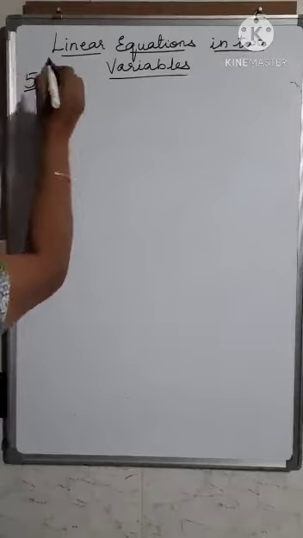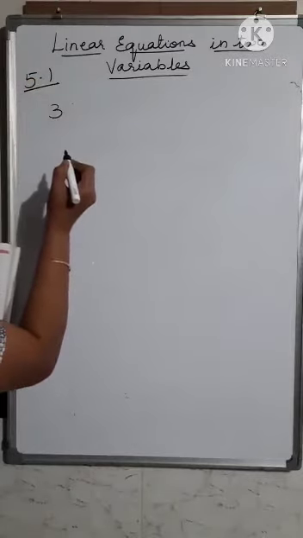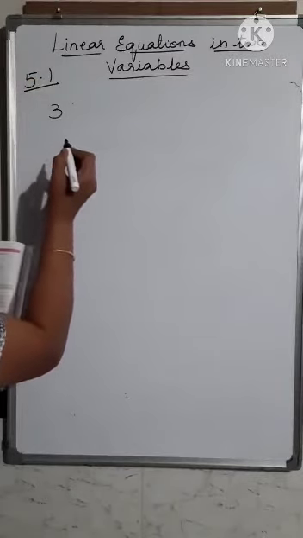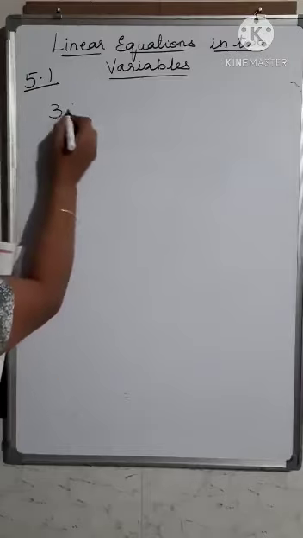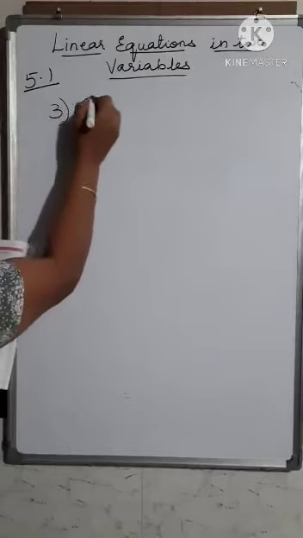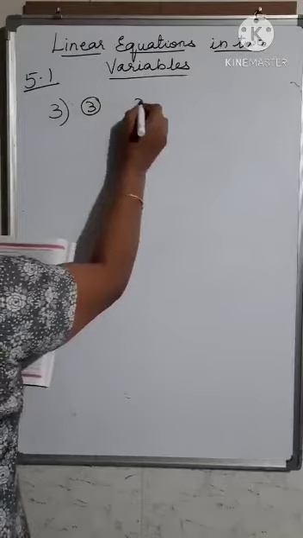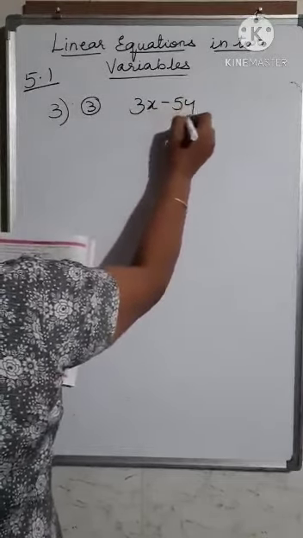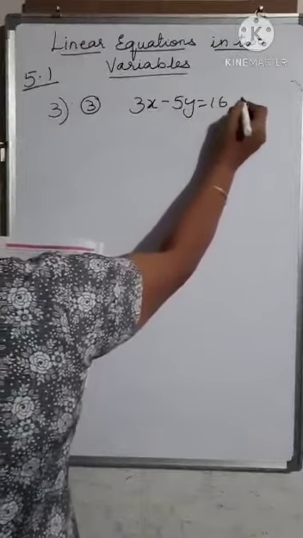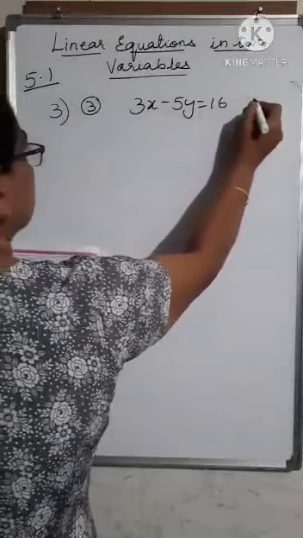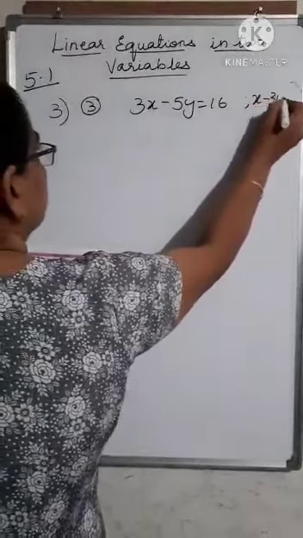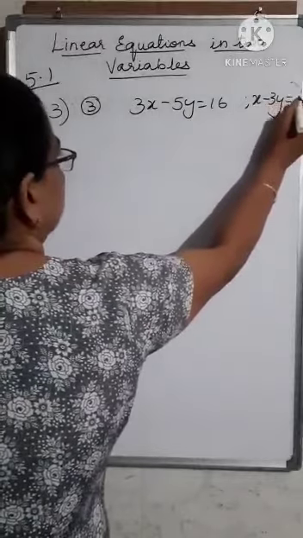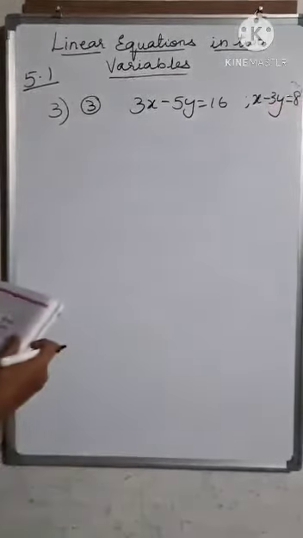Practice set 5.1. Third question, third sub question. The first equation is given as 3x minus 5y is equal to 16. The second equation is x minus 3y is equal to 8. So these are the two equations given.